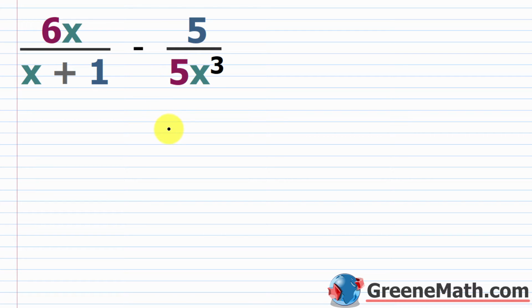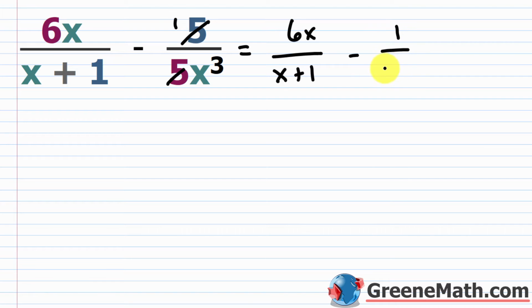So the idea here, before we even get started, you would notice that you have a common factor of 5 between the numerator and denominator here. So I'm just going to go ahead and cancel that to make my job a little bit easier. And I'm going to put a 1 up there. You don't need a 1 down there. It's unnecessary. Let me just rewrite this as 6x over x plus 1 here, and then minus 1 over x cubed.